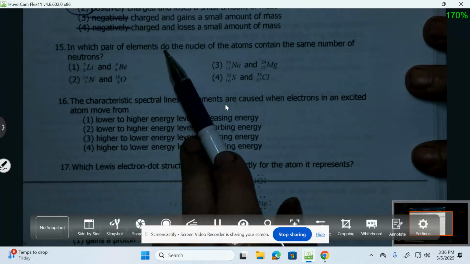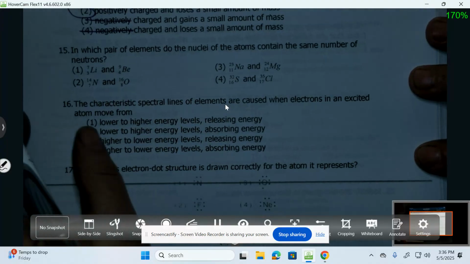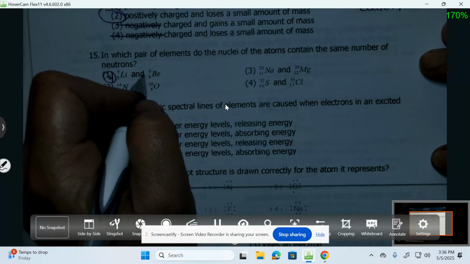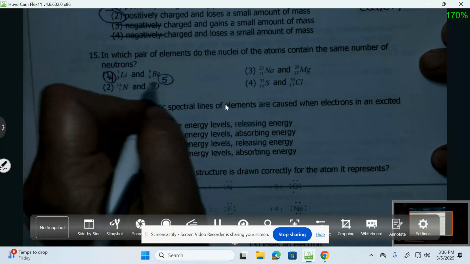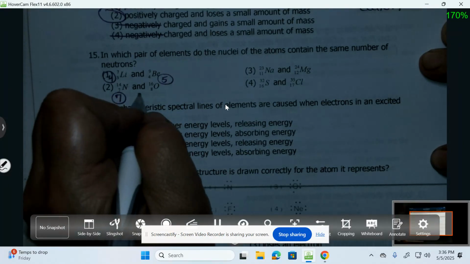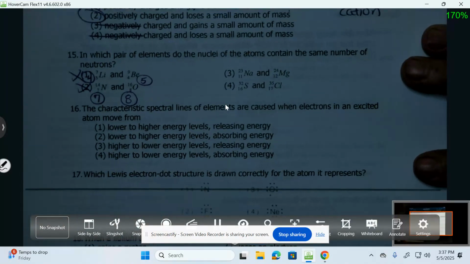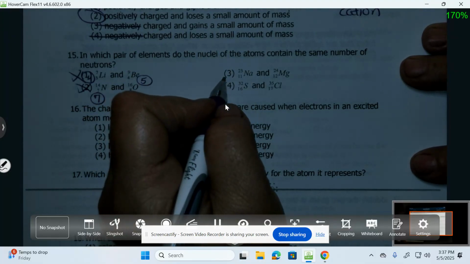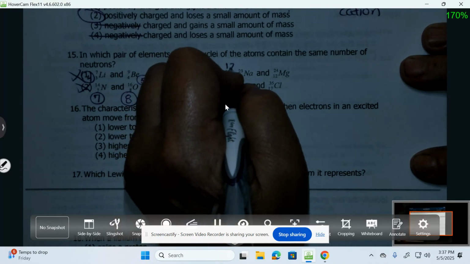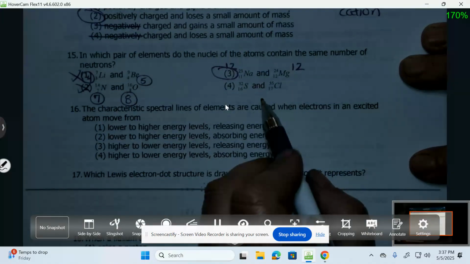All right, in which pair of elements do nuclei of the atoms contain the same number of neutrons? All right, let's do them. 7 minus 3, that's 4. 9 minus 4 is 5, so that's not the same. 14 minus 7 is 7. 16 minus 8 is 8, so that's not the same. So neither one of these is my answer. 23 minus 11, so that's going to be 12. 24 minus 12 is going to be 12. Oh, looks like that's going to be my answer.